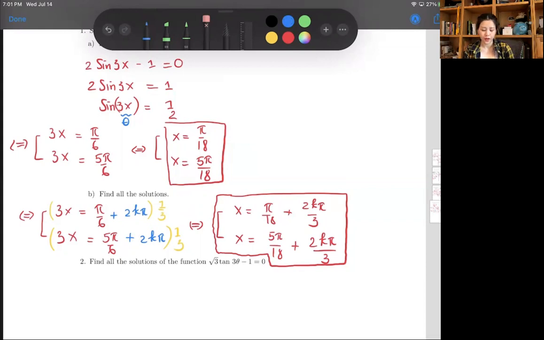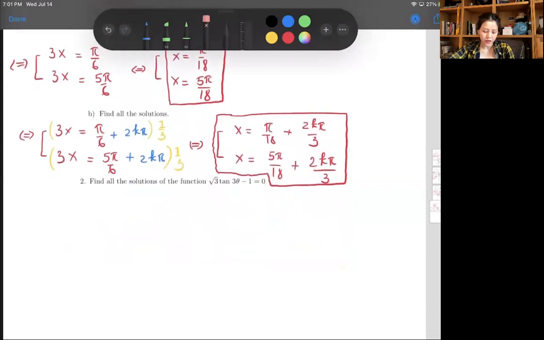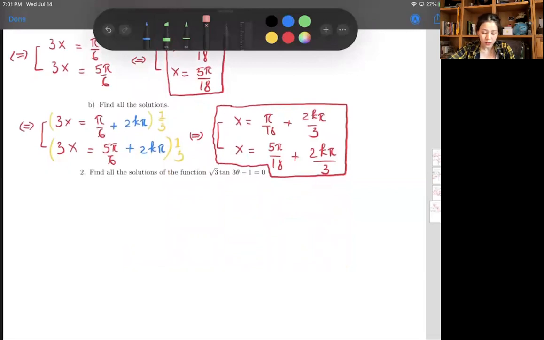All right. Second one, the last one. Find all the solutions of the function square root of 3 tangent 3 theta minus 1 equals 0. Remember, the minus 1 here does not belong to tangent 3 theta, because they don't have parentheses like that. So it's just all by itself.